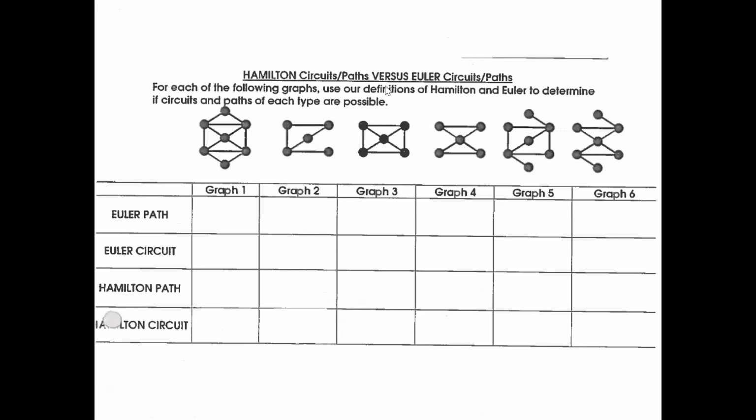All right, so let's go ahead and fill out this chart. Hamilton circuit path versus Euler circuit and path. For each of the following graphs, use our definition of Hamilton-Euler to determine if the circuit and path of each type are possible. So let's take a look at graph number 1. For Euler's, and you might actually just try it on your own. So for Euler's path, you have to go through every single edge once and only once, but not retrace anything.